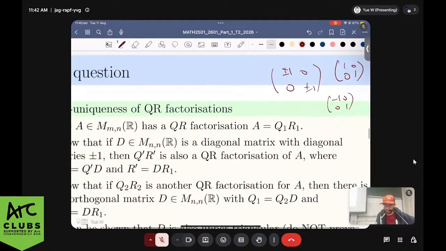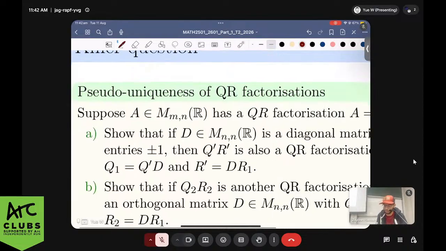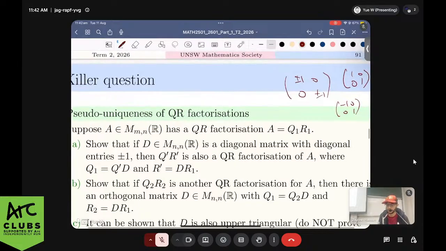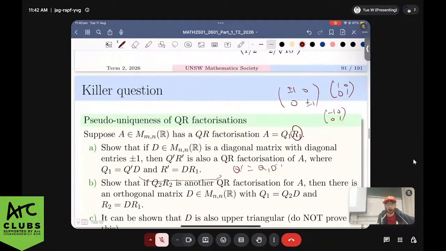Then Q prime R prime is also a QR factorization, where Q prime is made by doing Q1 equals Q prime D and R prime equals D R1. Meaning you apply this diagonal matrix D to R1 and you get a new R. And I guess you can say Q prime equals Q1 D inverse, right? Yeah, because you multiply by D inverse. So basically this is saying if you have a QR factorization already, you can apply this weird transformation to the Q and R and get a new QR factorization, which works.